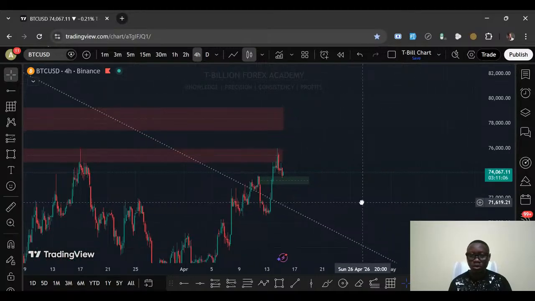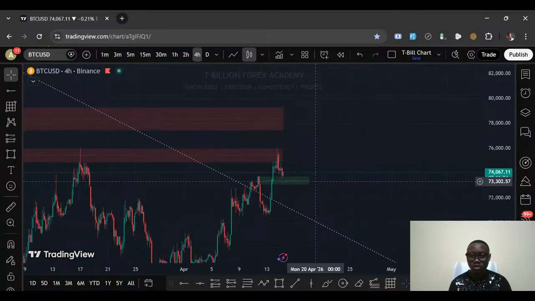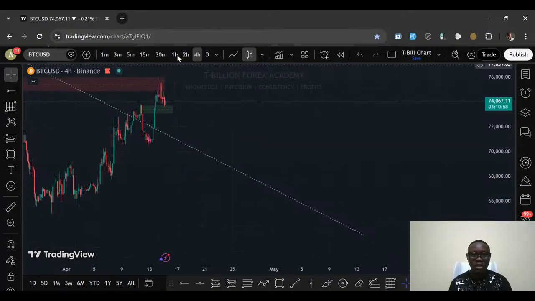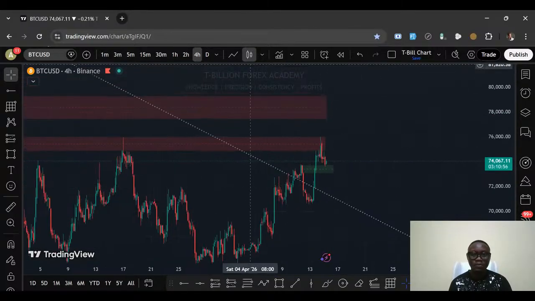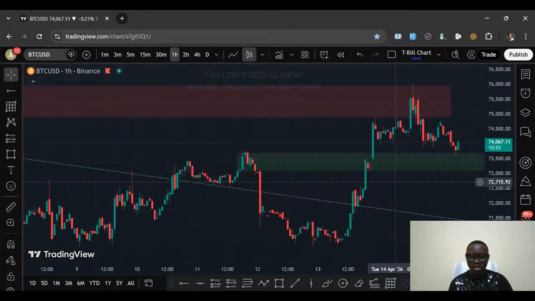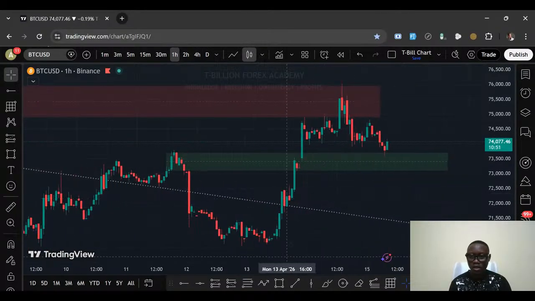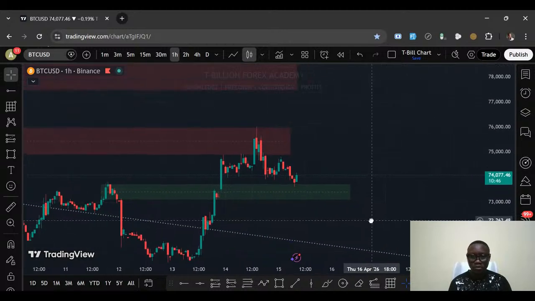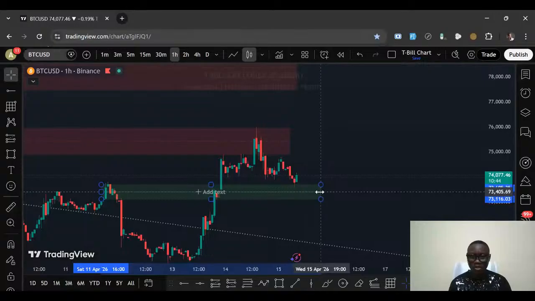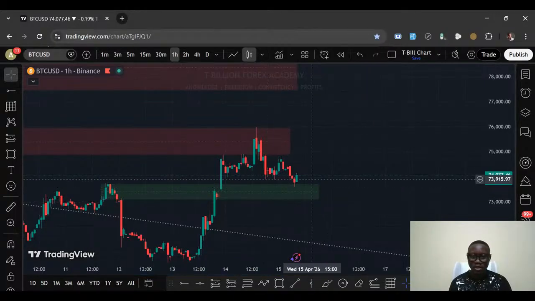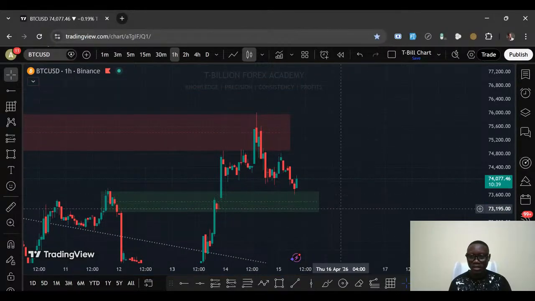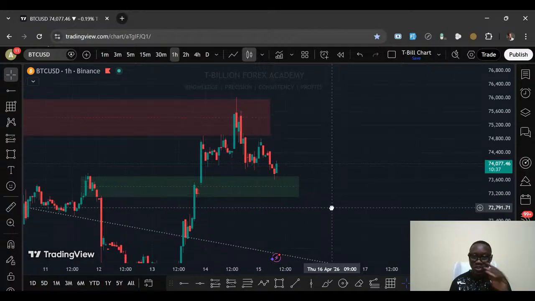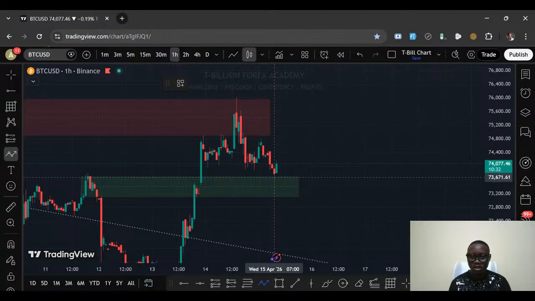So what we want to do, since price has already tapped into our POI, is to patiently drill down to the 1H time frame and observe price action at the POI. Now I'm going to be very, very patient right here. Yes, we got price tapped into our POI, and what I want to see before I would consider buying BTC is this pattern or this price action.